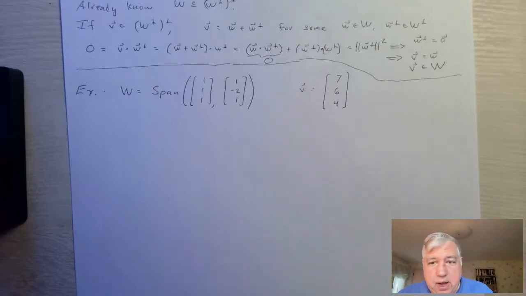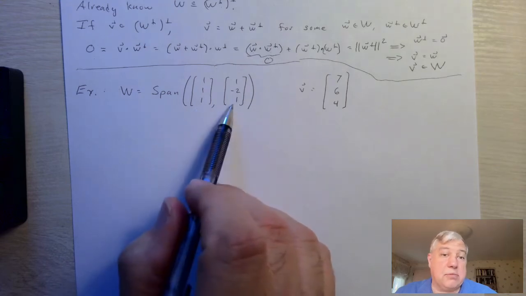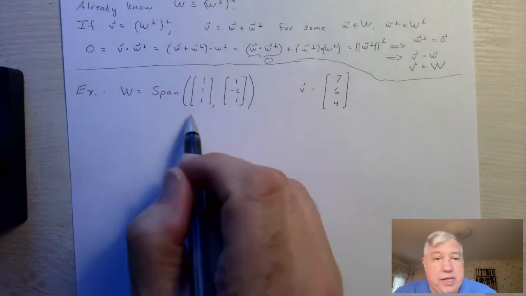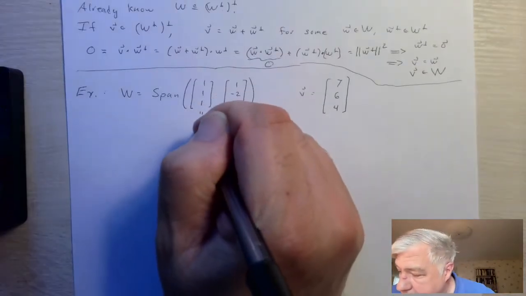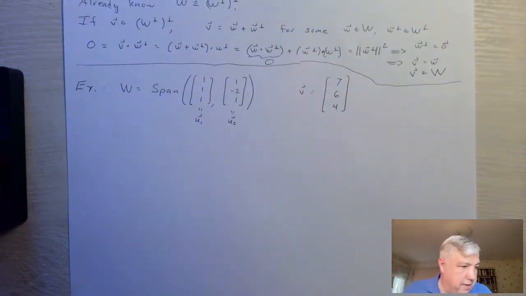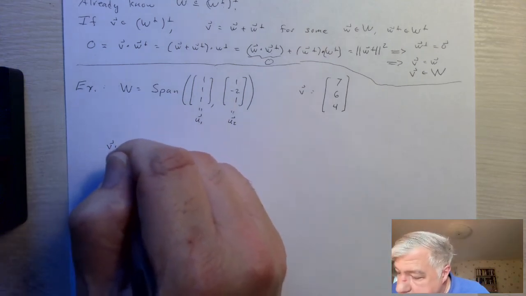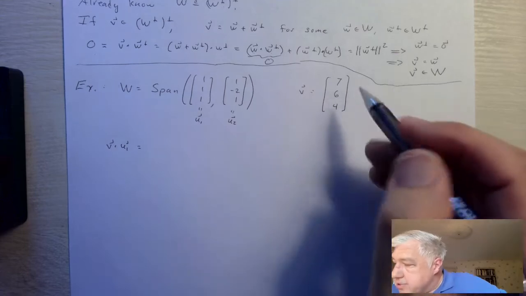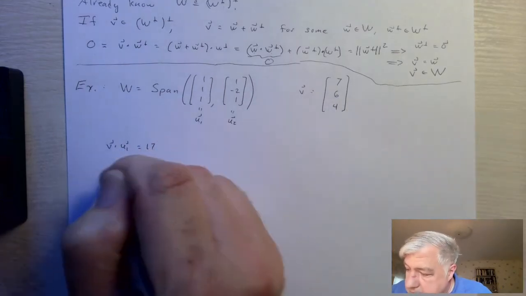Now you'll notice that I've given you a basis which is orthogonal. If you take the dot product of these two vectors, you get 0. So this is already an orthogonal basis, thankfully. So we can take this to be U1 and this to be U2. And then we can check that V dot U1 is 7 plus 6 plus 4, that is 17.